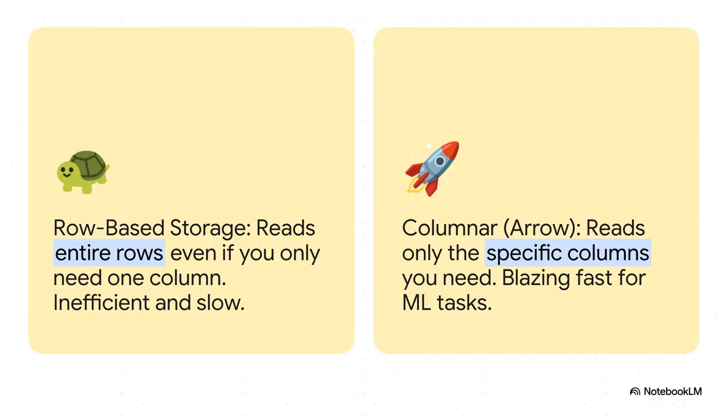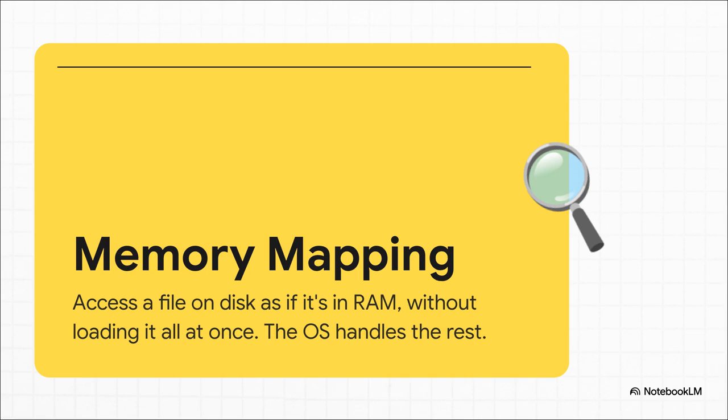In machine learning, you're almost always working on entire columns at once, right? Like, get me all of the text inputs. With old-school row-based storage, the computer would have to read through every single piece of data in every row just to pick out the one column you wanted. With Arrow, it just goes and grabs that one column directly. We're talking orders of magnitude faster. It's blazing fast. So that's one half of the magic.